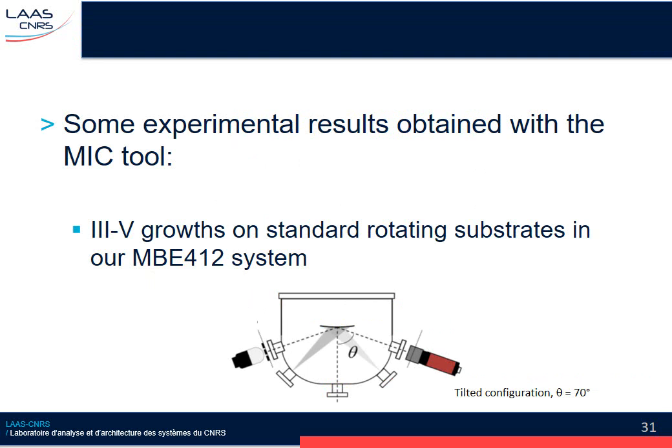So now let's have a look at some experimental results we obtained with the Magnification Inferred Curvature tool. They were all obtained in our 3.5 ICMBE21 growth chamber in the tilted configuration, like in here, and the tilt angle was 70 degrees for all these experiments.